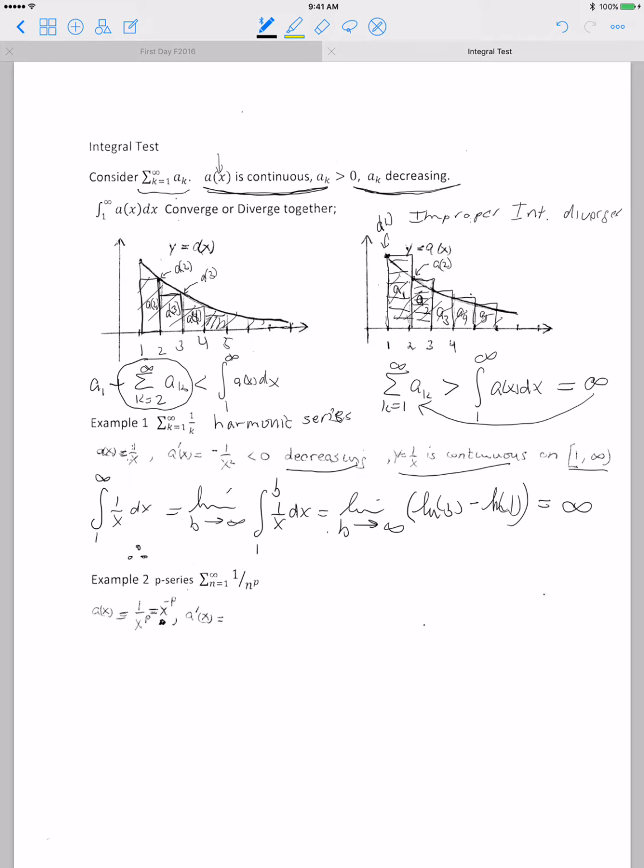Therefore, that's what these 3 dots mean. The harmonic series, sum k equals 1 to infinity of 1 over k, diverges by the integral test.